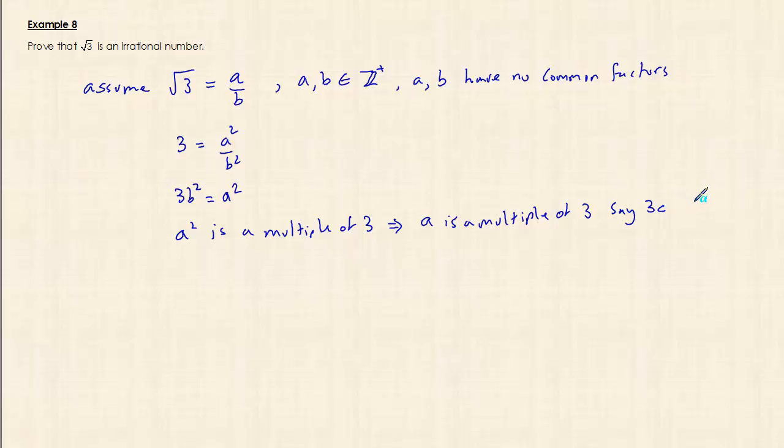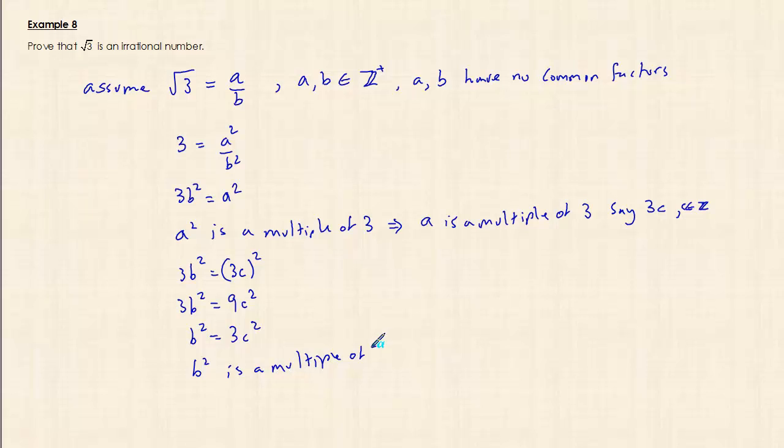Let's say that it's 3c, where c is also an integer. Then 3b squared would be equal to 3c all squared. So 3b squared is 9c squared, and therefore b squared is equal to 3c squared. Therefore b squared is a multiple of 3, and that means that b is a multiple of 3, and that's a contradiction because we assumed they had no common factors, but we've shown that they both have a factor of 3.